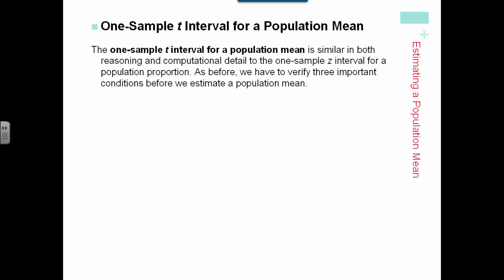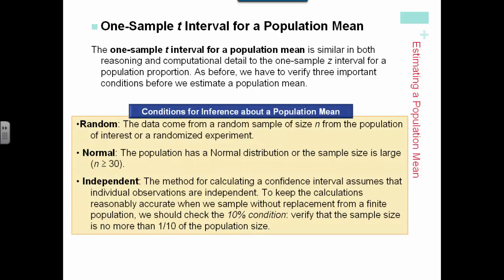As before, we have to verify 3 important conditions before we estimate a population mean. Is it random? Does the data come from a random sample of size n from the population of interest or a randomized experiment? Is it normal? The population has a normal distribution or the sample size is large, n is greater than or equal to 30. Is it independent? The method for calculating the confidence interval assumes individual observations are independent. To keep the calculations reasonably accurate when we sample without replacement, we should check the 10% condition. Verify the sample size is no more than 1/10 of the population size.